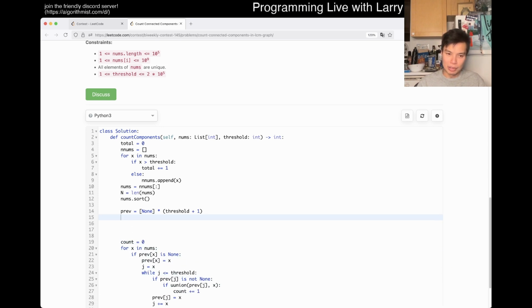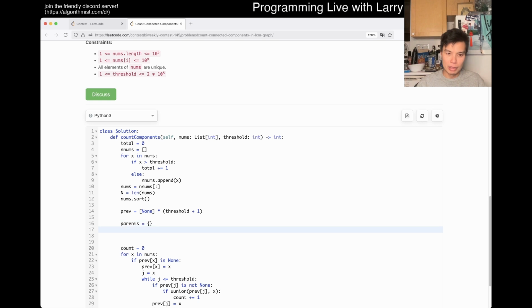Okay, but now we have to write the union code. So parents is... we need one for each. What do we need it for? We need one for the number, not the thing. So okay, let's keep it, something like that, right? Maybe. I don't remember how to write it anymore.